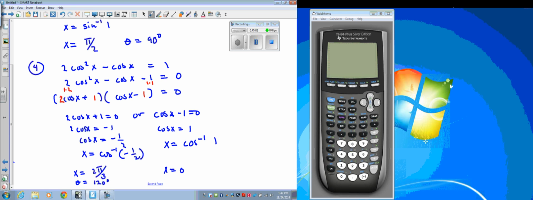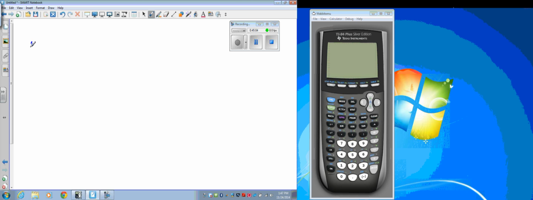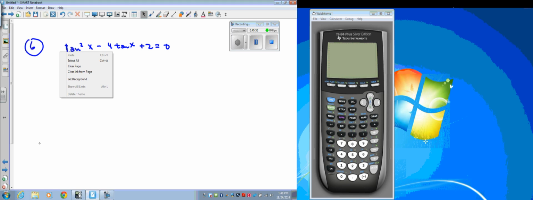So like number 6 is tangent squared x minus 4 tangent x plus 2. Now, that's a second degree polynomial. Zeros by itself, no common factor. It's descending order, leading term is positive.